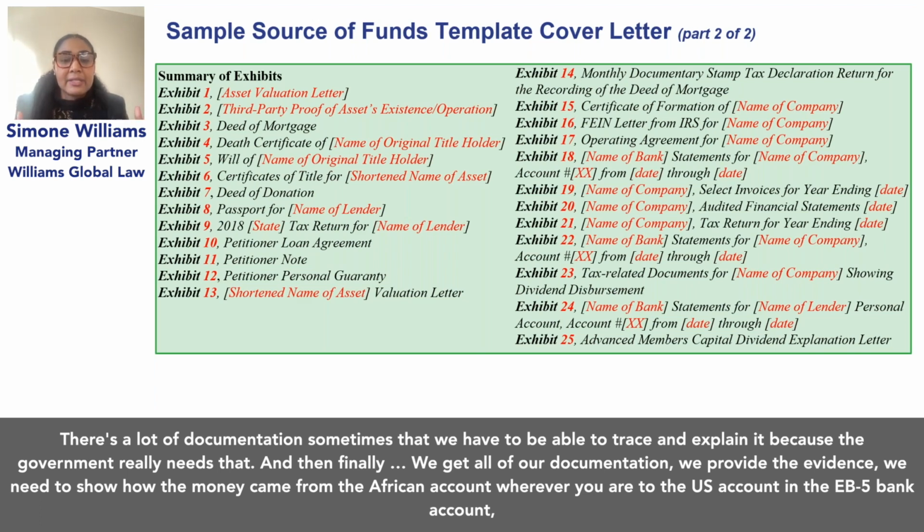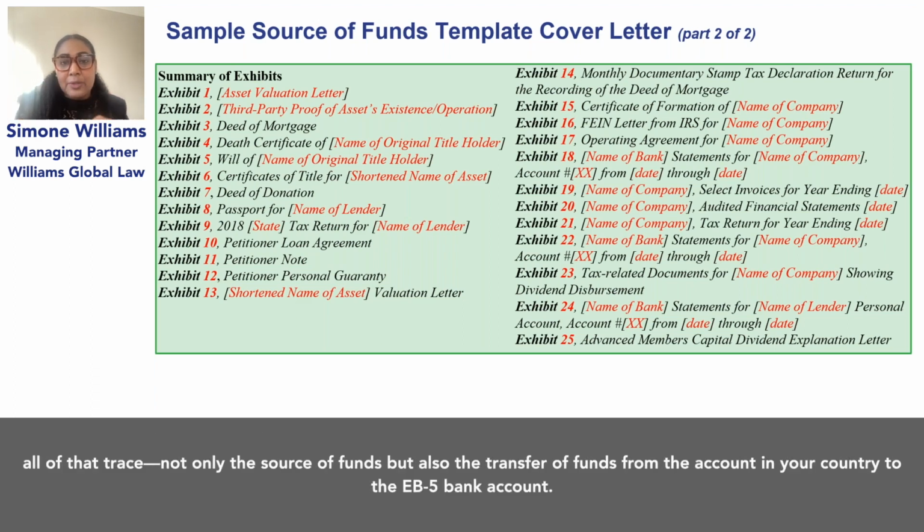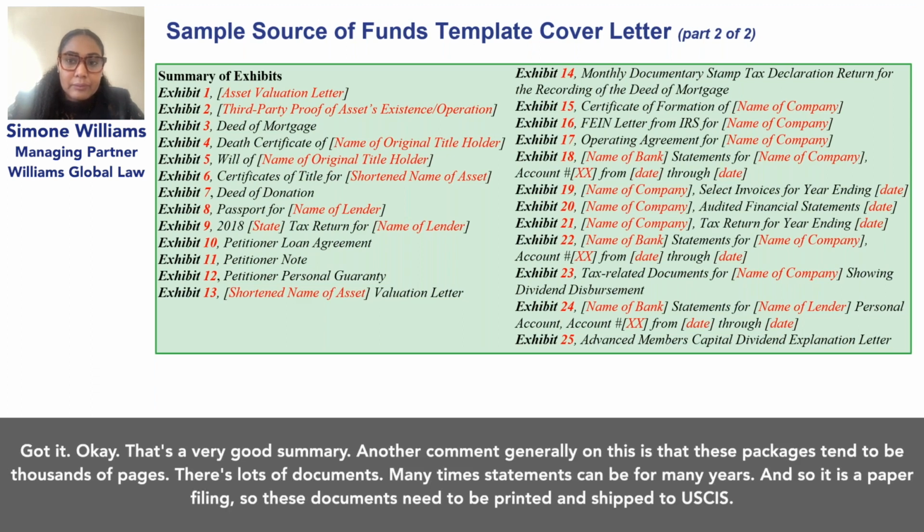And then finally, we get all of our documentation and provide the evidence. We need to show how the money came from the African account, wherever you are, to the U.S. account, the EB-5 bank account. That's the trace, not only the source of funds, but also the transfer of funds from the account in your country to the EB-5 bank account. Got it. Okay, that's a very good summary.